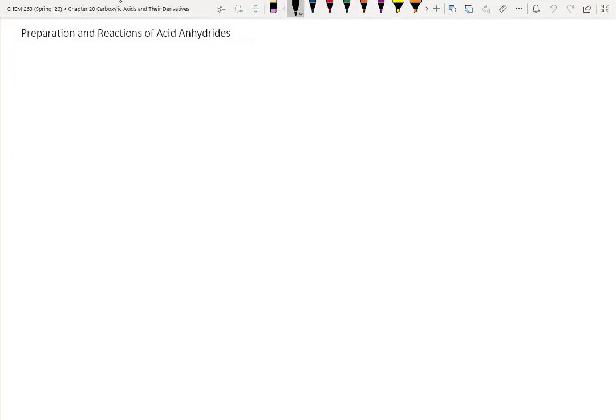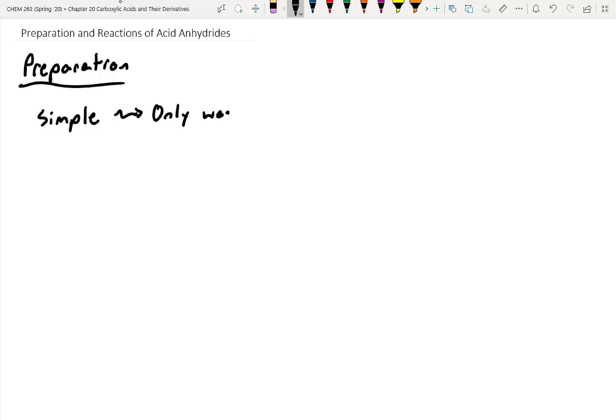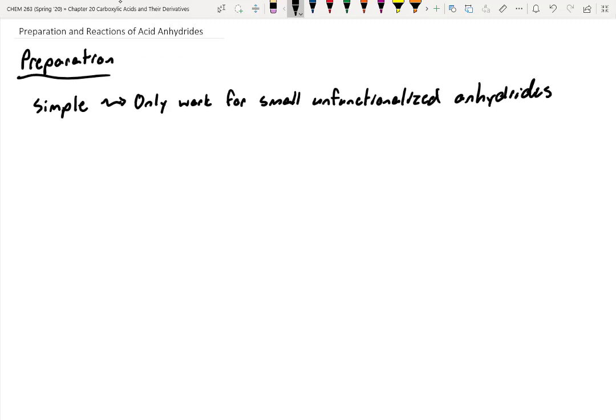So let's take a look at how we prepare anhydrides. And luckily, it's pretty straightforward. I wanted to start out with the simple ones, and the simple ones only work for small, unfunctionalized anhydrides. Let me zoom out a bit. What I mean by this is what's done for the industrial preparation of, let's say, commercial reagents.